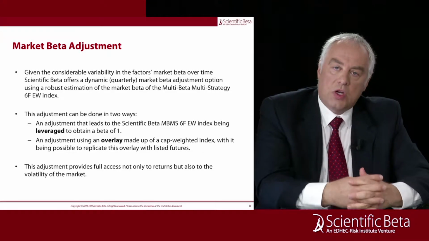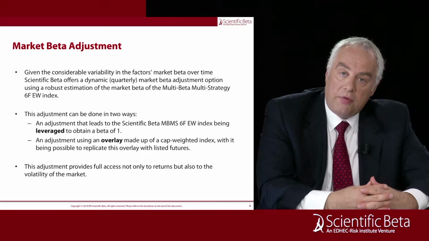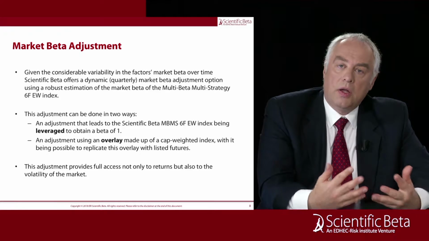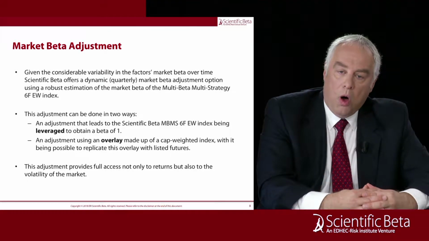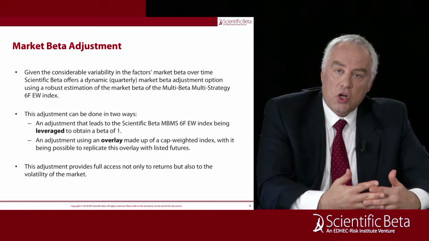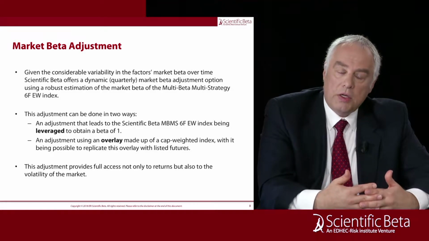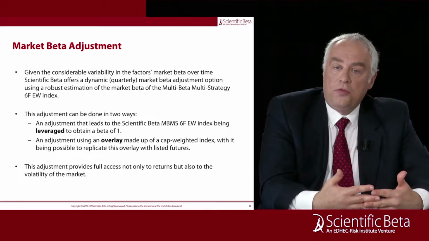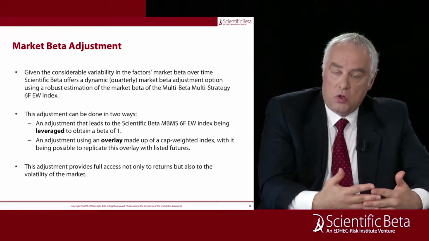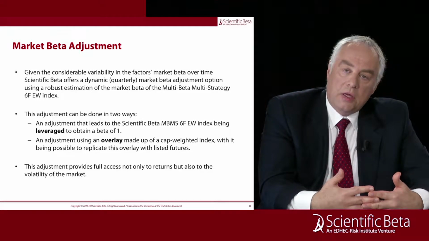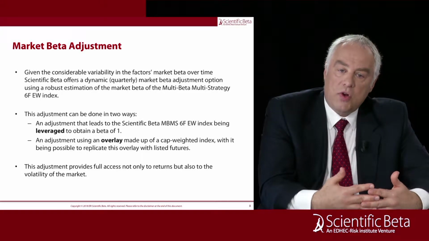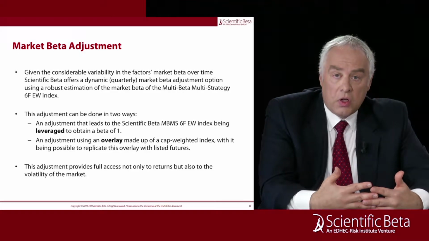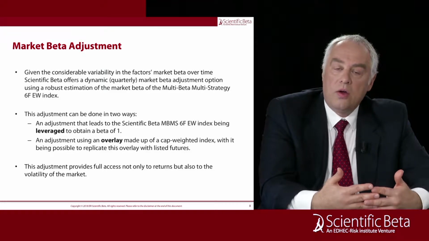So there are two ways you can adjust it. One is through simple leverage: leverage the portfolio, borrow and reinvest in the multi-factor portfolio until you achieve a market beta of 1. The second way you can leverage up your exposure to the market is through an overlay strategy where you invest in a small number of futures. Futures give you a leveraged exposure to the market, and you can adjust your market beta through this overlay strategy. So this adjustment provides not only full access to returns, but also will provide you with higher risk as well.